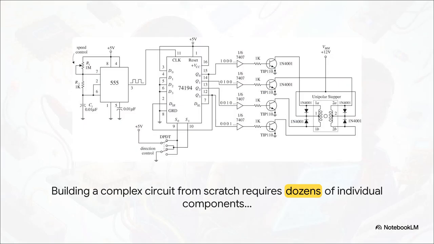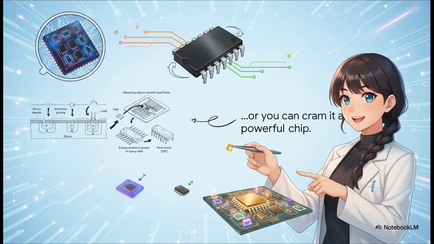Just to give you an idea of the difference, take a look at this schematic for a motor controller. To build this thing the old-fashioned way, you'd need all of these individual, what we call discrete, components. It's complex, it takes up a ton of physical space, and every single one of those connections has to be perfect. Or you can take all of that complexity, all those functions, and embed them onto a single silicon chip. That's the power of integration. And it doesn't just make circuits smaller, it makes them way faster, far more reliable, and unlocks a level of complexity that would be basically impossible otherwise.